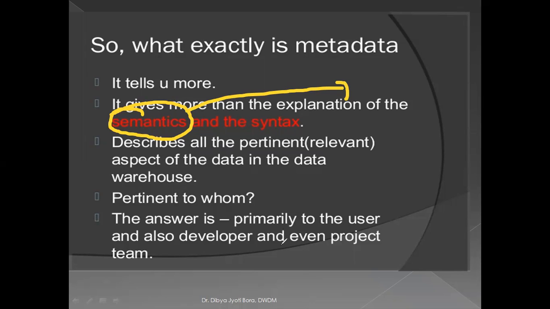Tell me, Mamta, again asking you, what do you mean by semantic? Mamta, can you hear me or not? Just give me response. Hello, sir. I think she is not in the class. I need to remove her. Okay.